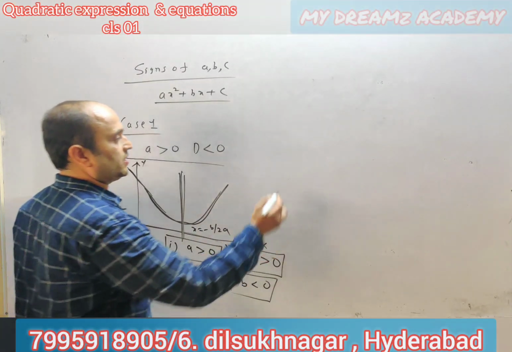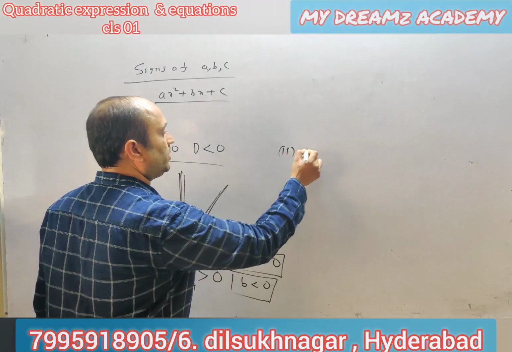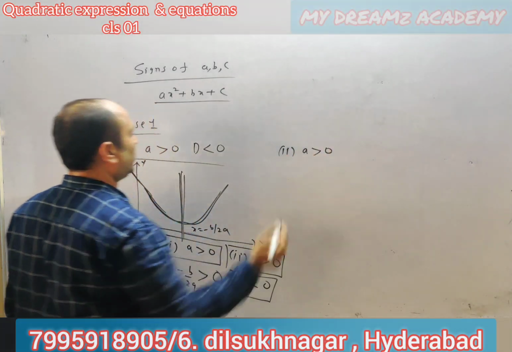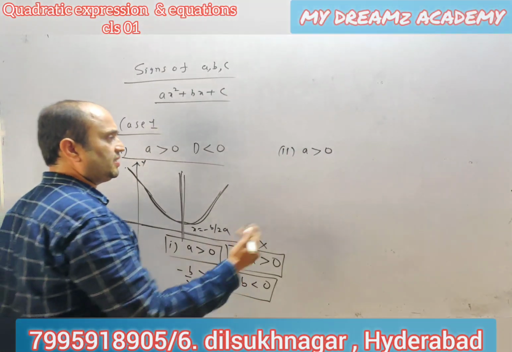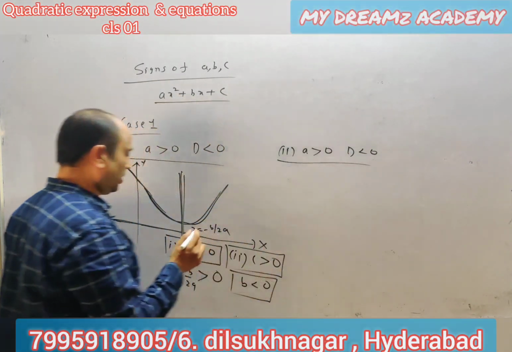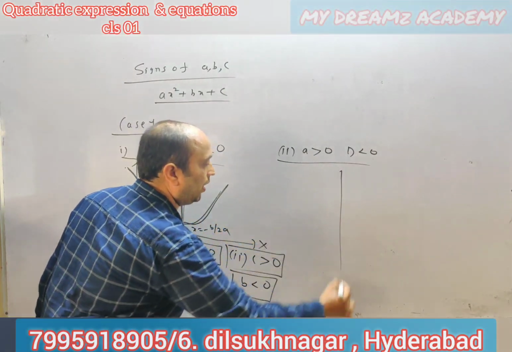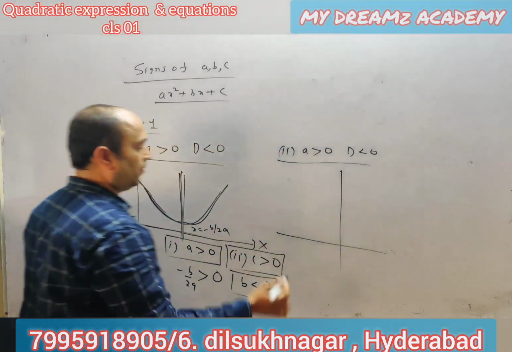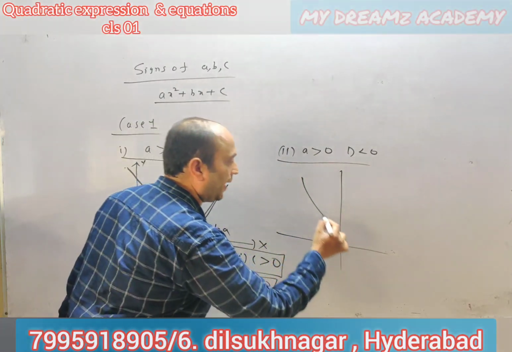Suppose the second case, the same case here: a is greater than 0 and the discriminant is less than 0. If our curve lies like this, our curve lies on the y-axis.